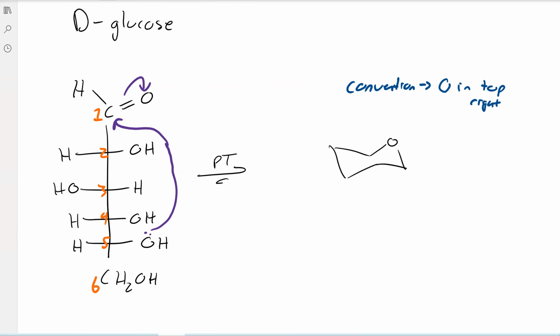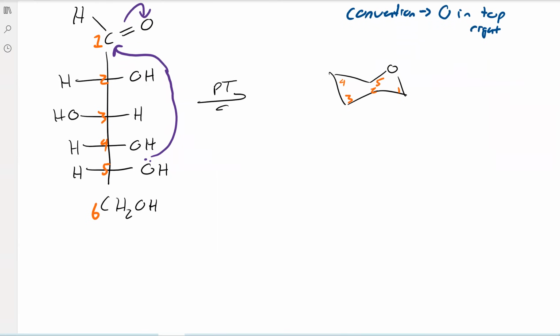So that's going to go ahead and go like so. By convention, this is going to be carbon number 5, 4, 3, 2, 1. All right, so we can see that carbon number 6 is not going to be in our ring, and it's going to be coming off of carbon number 5. Just draw that a little bit better.